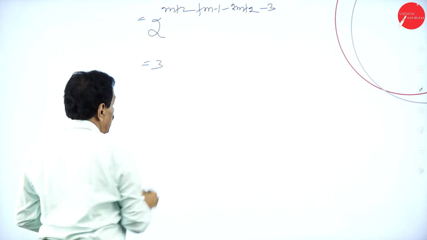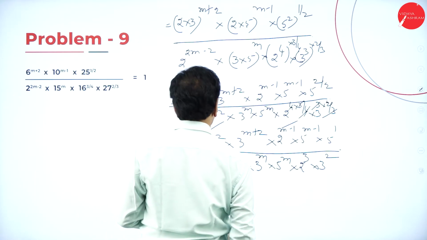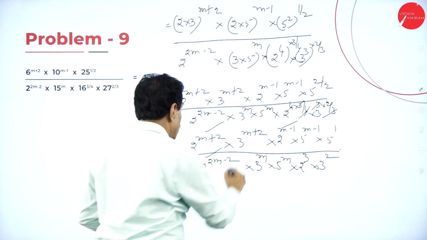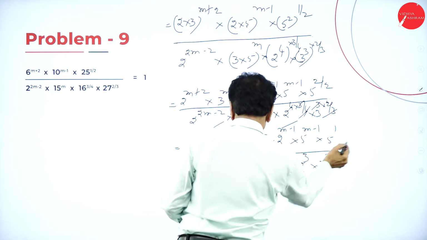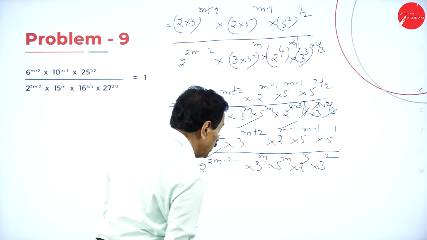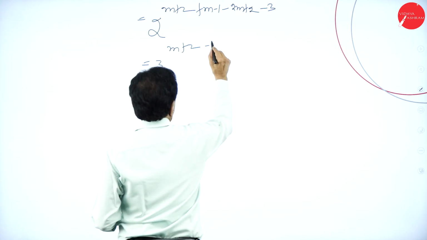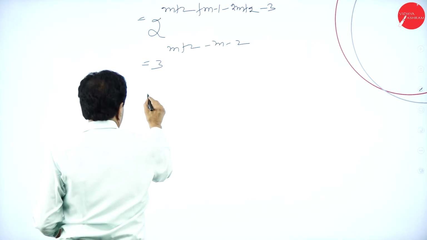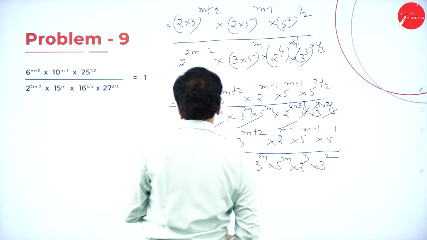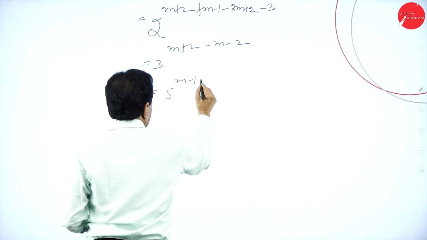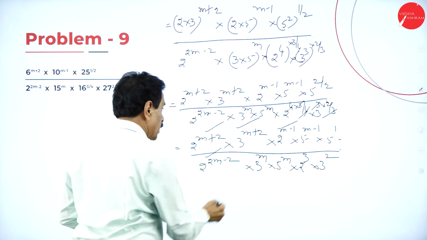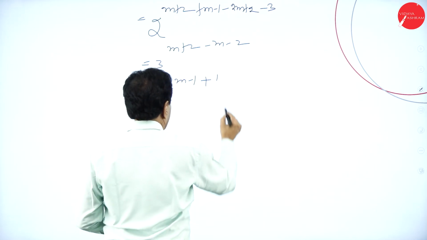Then regarding the 3, m plus 2, this over, then minus m, minus 2. Regarding the 5, 5 to the power of m minus 1 plus 1. This over, come back here, minus m.